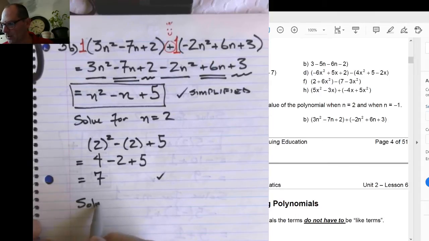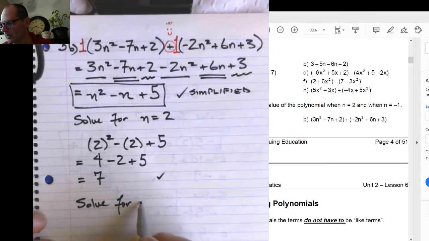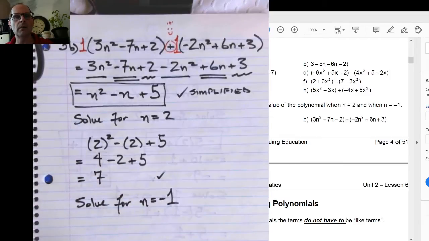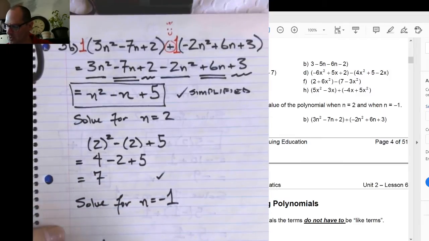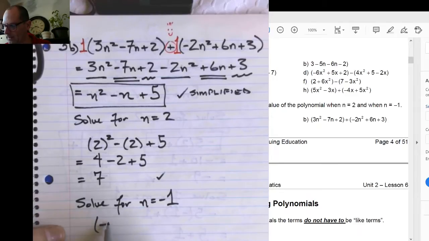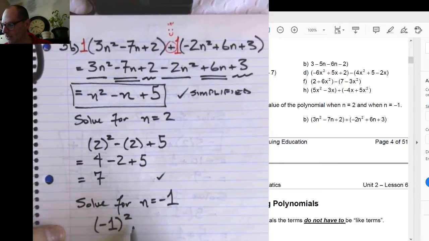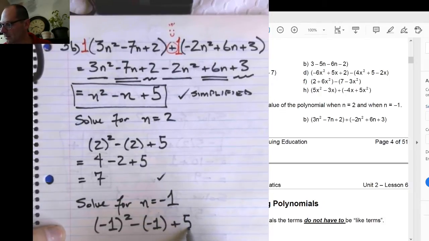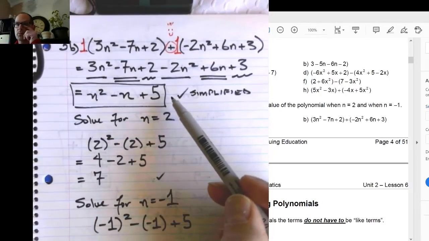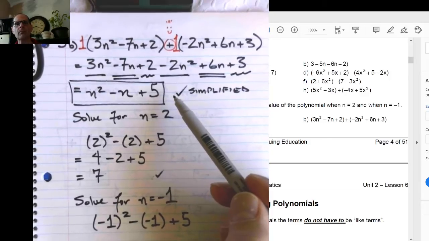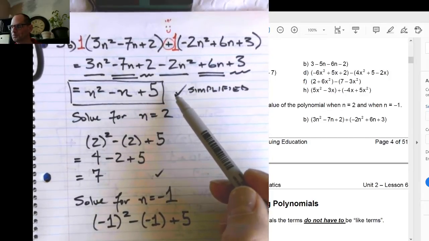Then, second part of the question is solve for n equals negative 1. Same story. I plug in negative 1 inside a set of brackets wherever I saw an n in my original expression, the polynomial.